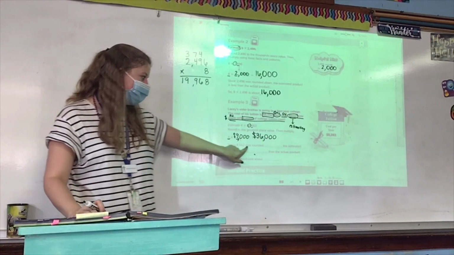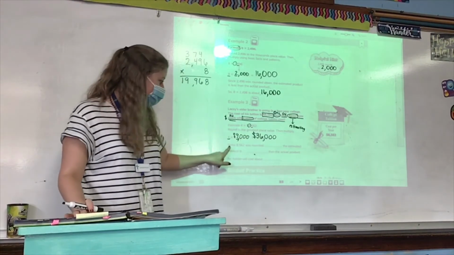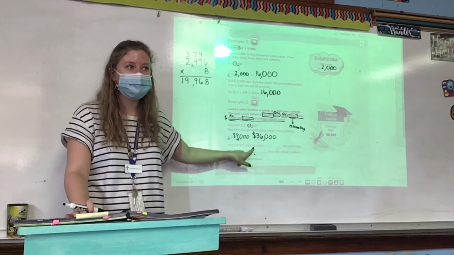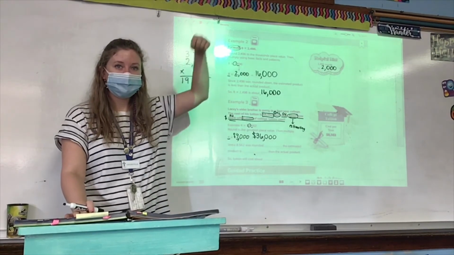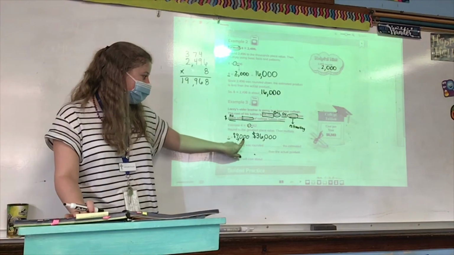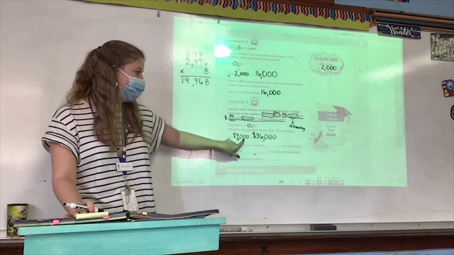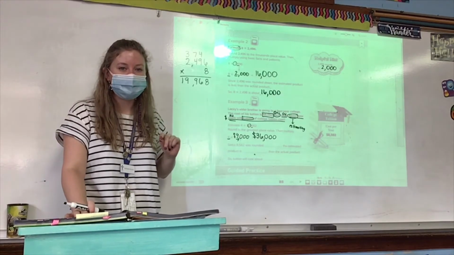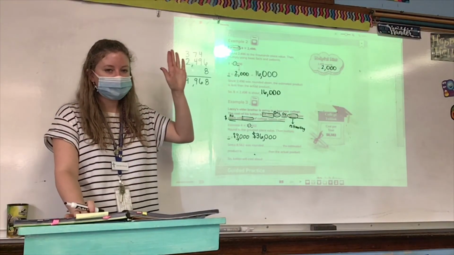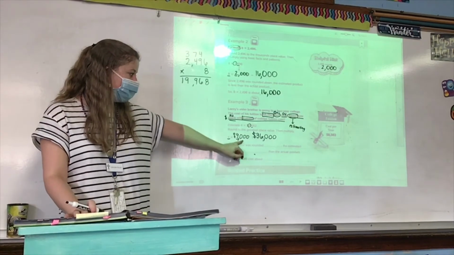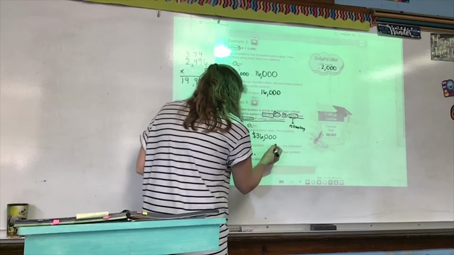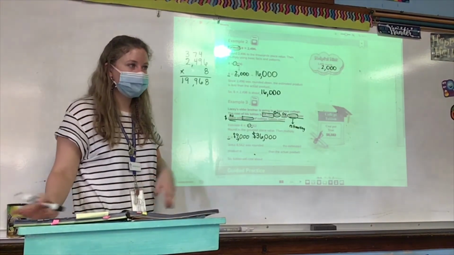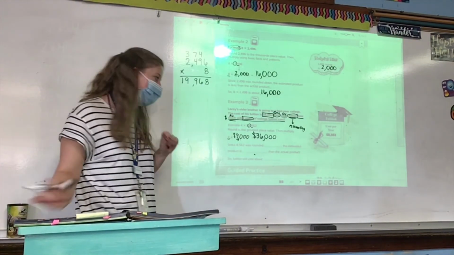So now, let's fill in this sentence. Since 8,562 was rounded, which way, up or down? Is our estimated factor more or less than our actual factor? More. So was it rounded up or down? Class? Up.